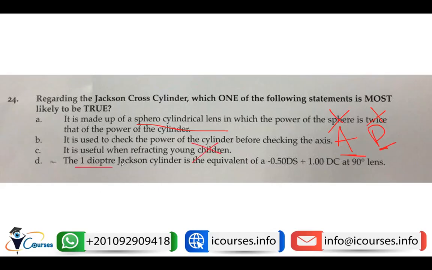A one diopter Jacksonian cross cylinder is an equivalent of minus 0.5 diopter of a sphere and plus 1 diopter of cylinder axis 90. This is correct because this is a spherocylindrical lens which has a spherical equivalent of 0, and it has the cylinder twice the sphere with reverse sign, and the power of the cross cylinder is named after the cylindrical power. So this is the true answer.